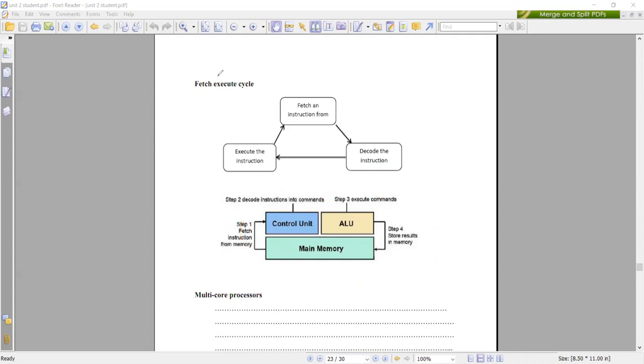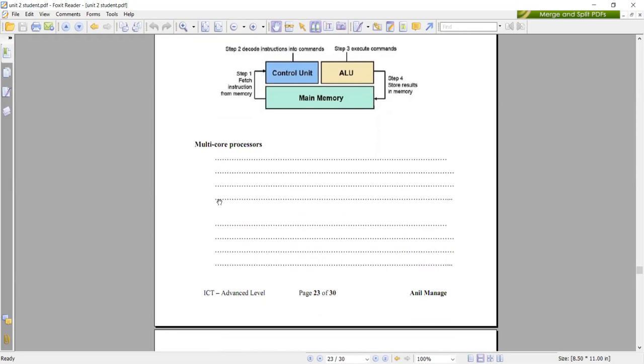Okay, then we'll go to multi-core processors. That means several processors. If we have several processors together, this is known as a multiprocessor. Write down under that: a multi-core processor is a single computing component.